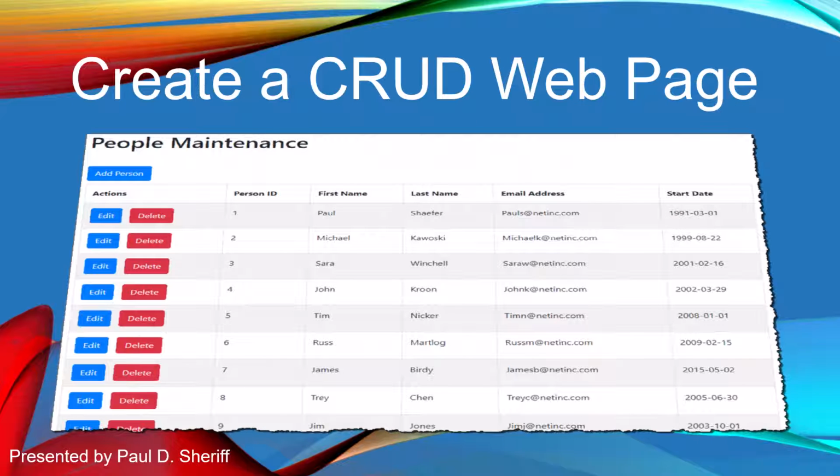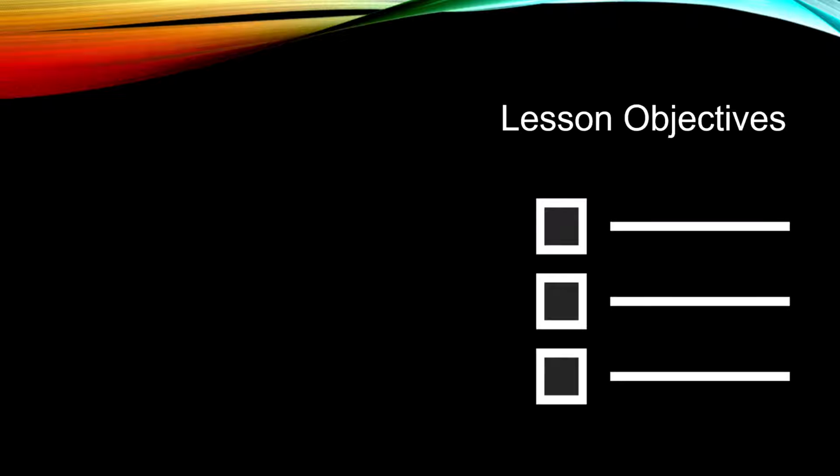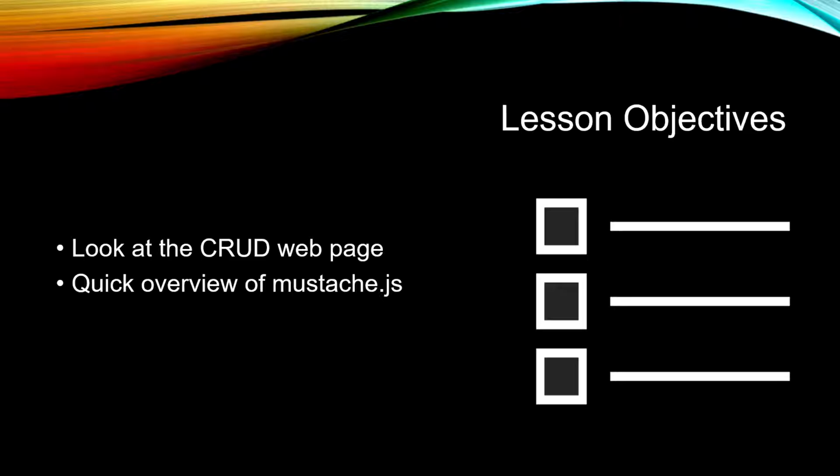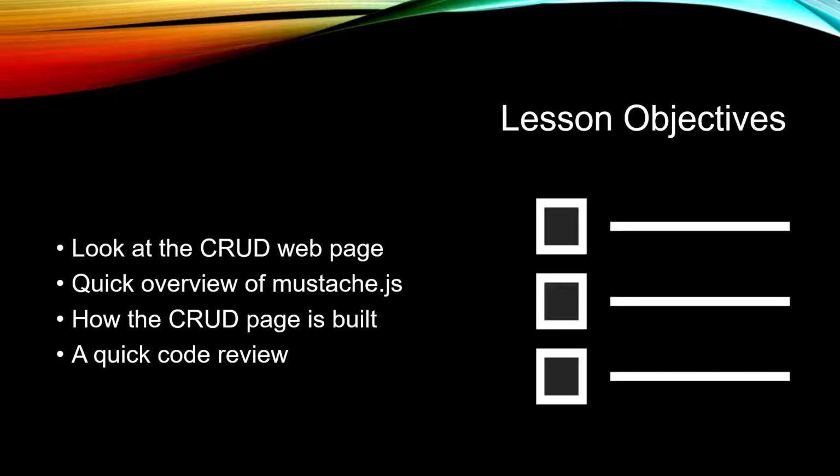This lesson is create a CRUD web page. The objectives for this lesson are to look at a CRUD web page. I'm going to give you a quick overview of mustache.js, which is what I'm using to build this web page. We're going to talk about how the CRUD page is built, and we'll do a quick code review.